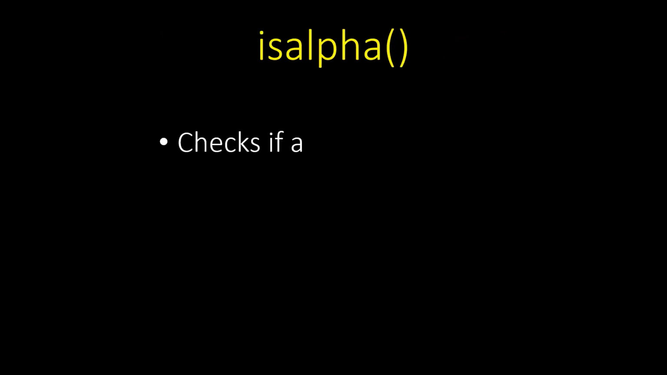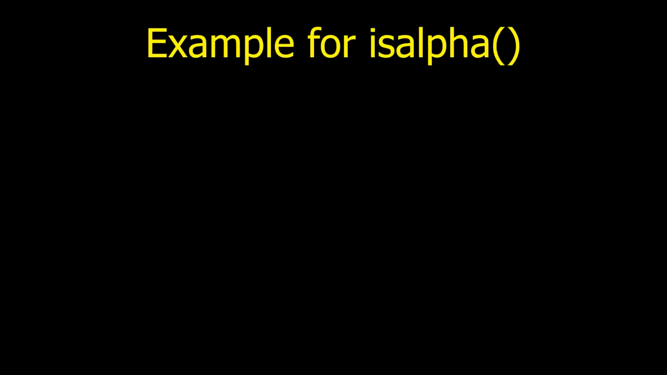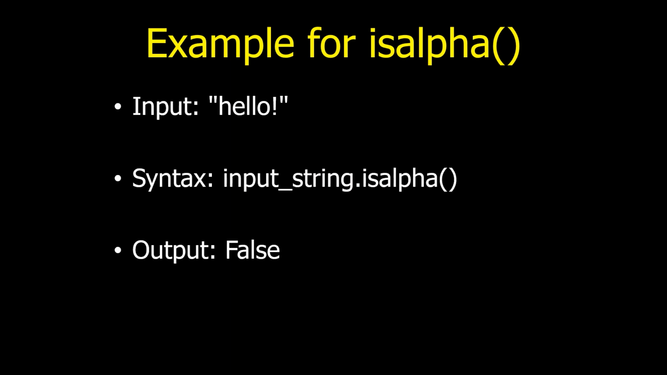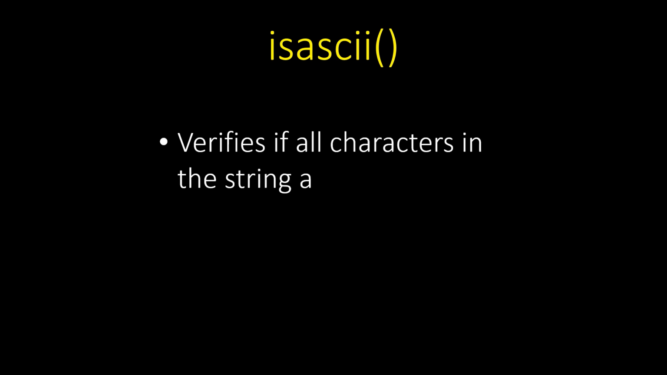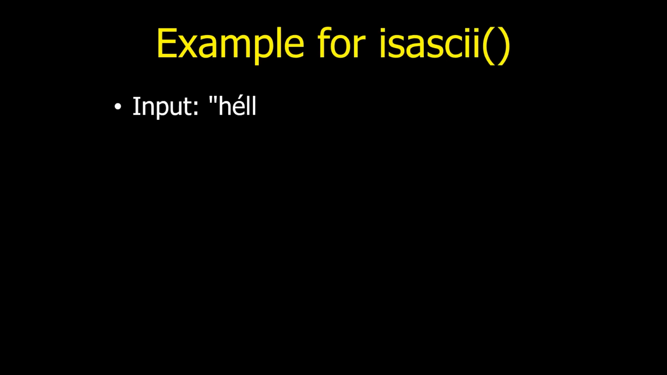With isalpha, we verify if all characters in the string are alphabetic. For the string "hello!", it too returns false. The isascii method checks for ASCII characters in a string. For instance, the string "éllo" gives us a result of false because of the special character é.